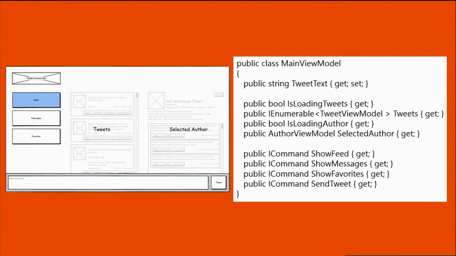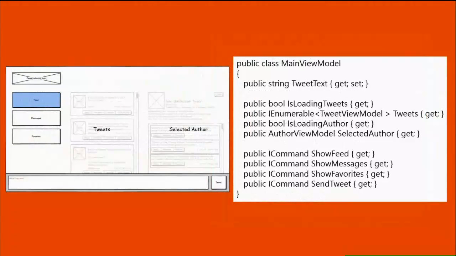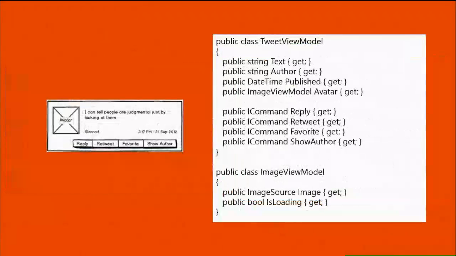That goes to my tweet text, which is a get and set. We've got a button here, tweet, goes to send tweet. So all of these little things are just split apart. So I got that little thing that's a button, that goes to show feed, and then there's show message, there's show favorite, which is down there. Then we've got a list of tweets, which is up there. And we've got selected author out here. When I click on the author, I want to see who wrote that. That becomes the selected author. And I've also figured out that I'm going to need an author view model and a tweet view model to identify those parts of the system.